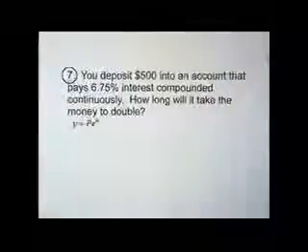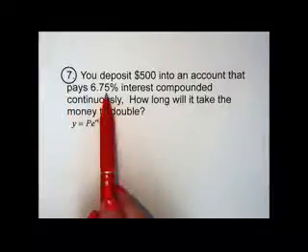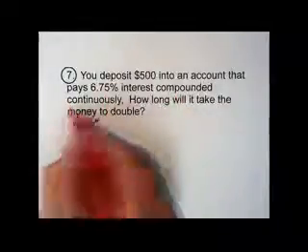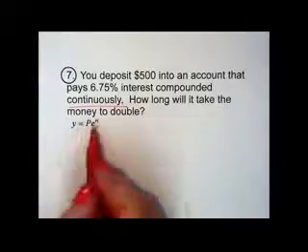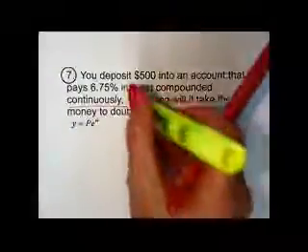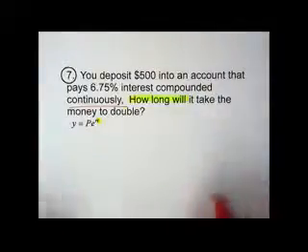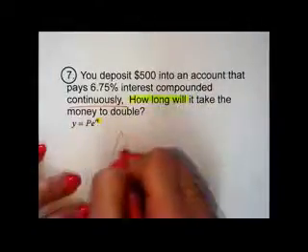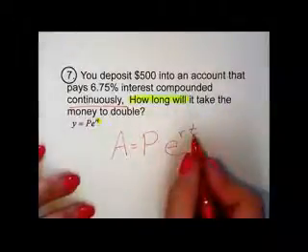Last thing we're going to do is look at an interest problem. It says you deposit $500 into an account that pays 6.75% interest, compounded continuously. So is that the short formula or the long formula? Well, that's the short one. That's y equals p times e to the rt. How long will it take the money to double? So we are solving for t. We have y or A equals p times e to the rt, and we're solving for t.